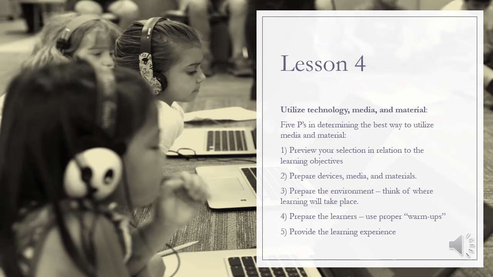Lesson 4 in the Assure model is the U. Utilize technology, media, and material. It is suggested by Kim, also, 2016, the 5 P's in determining the best use of utilizing media material. Now, the first P is preview your selection in relation to the learning objectives. Second P, prepare device media and materials. Third P, prepare the environment. Think of where learning will take place. Fourth P, prepare the learners. Use proper warm-up. And the 5th P is to prepare the learning experience.